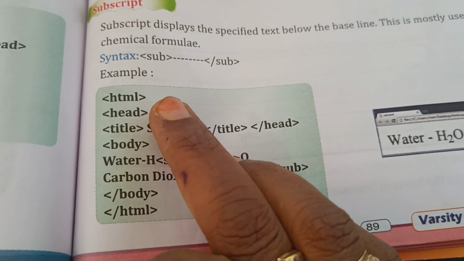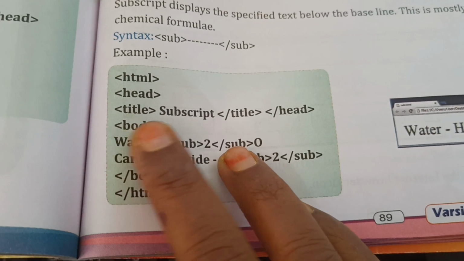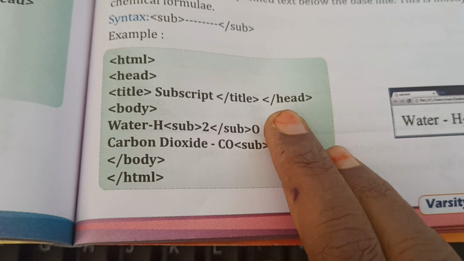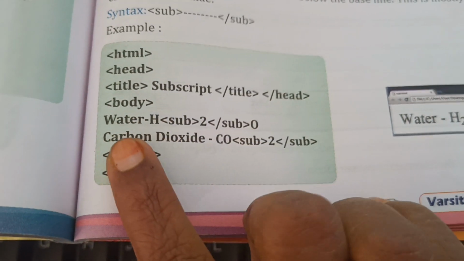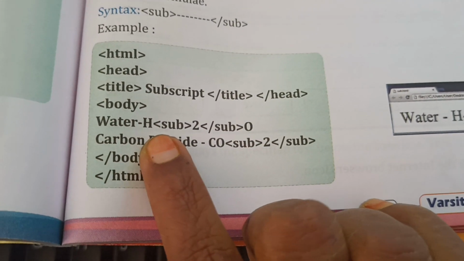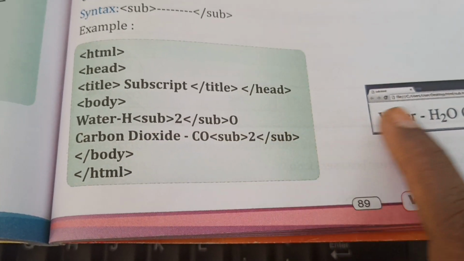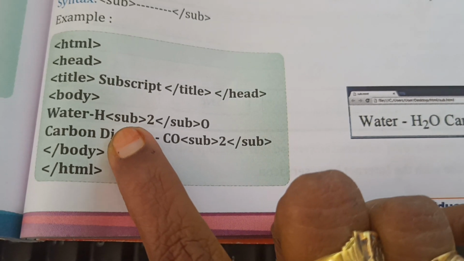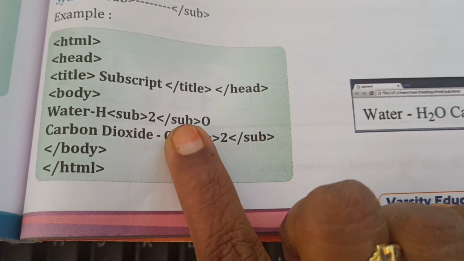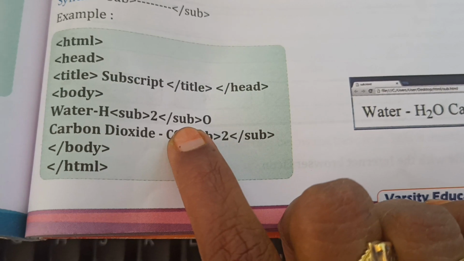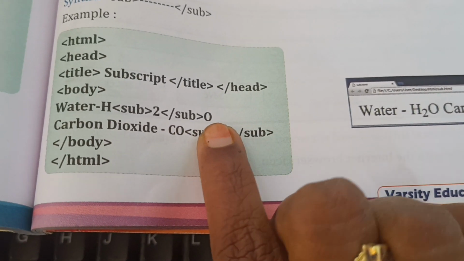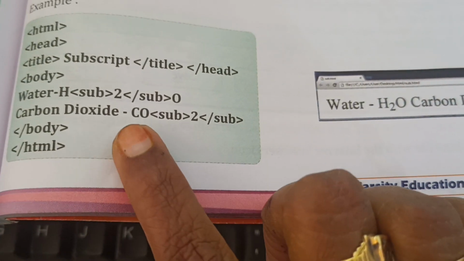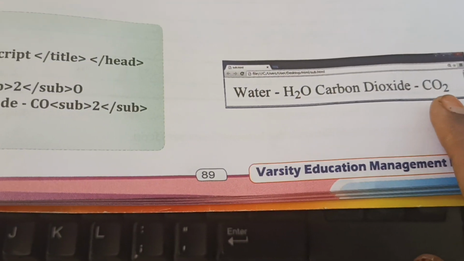Program: HTML, head, title, subscript, title closing bracket, heading closing bracket. Body: water, H, then the 2 is displayed. So the 2 goes between the subscript opening bracket and the subscript closing bracket. O is normal writing. Carbon dioxide is completely normal writing. Again CO, also the 2 is displayed.